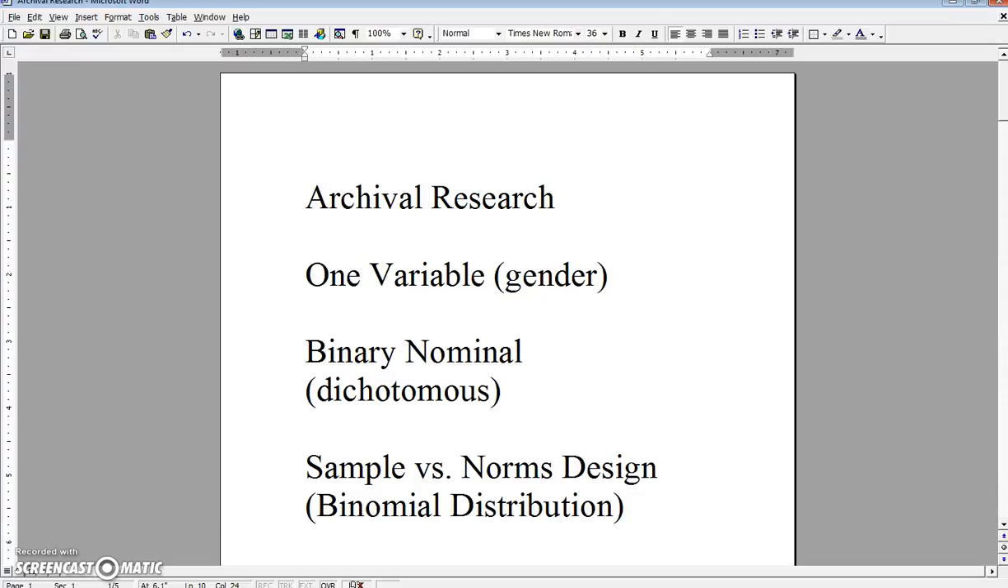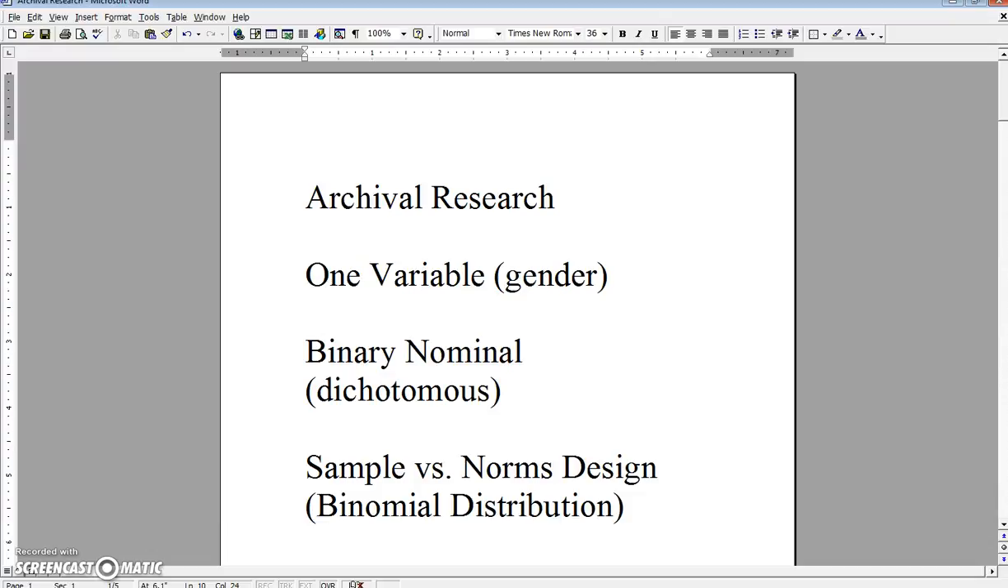Our inferential statistics will be the binomial distribution, because that is the appropriate significance test to use when a variable is measured in a binary nominal scale. And our design is sample versus norms. In other words, we're going to compare the proportion of males in our sample to the proportion we would expect given what we find in the larger population.